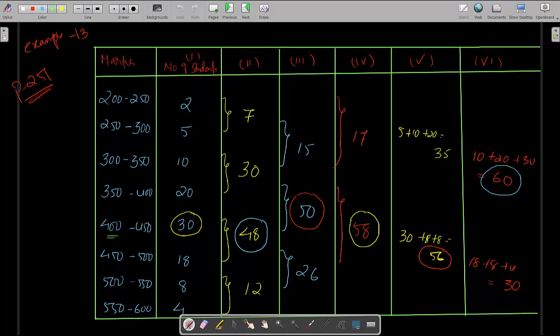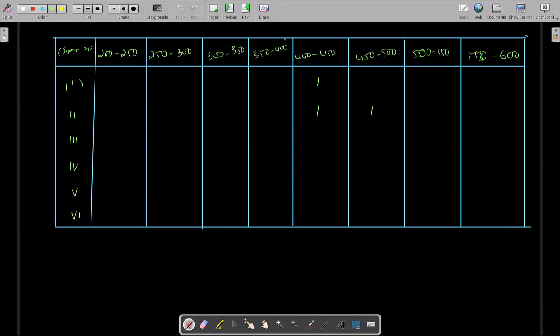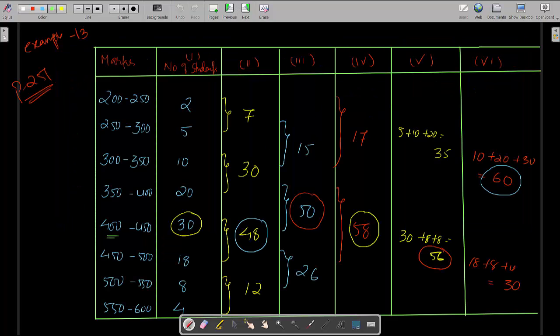Now let's come back to column 3. For column 3, we got how much? 50. And how do we get 50? By adding 30 and 20. 30 and 20 fall under 350 to 400, 400 to 450. Next, in column 4, we got 58. And how do we get 58 here? By adding how much? Sorry, it's not 58. It should be 68.